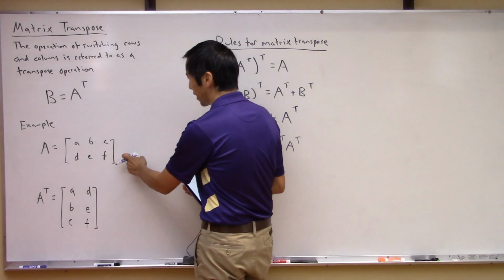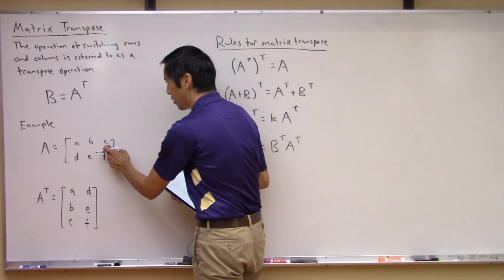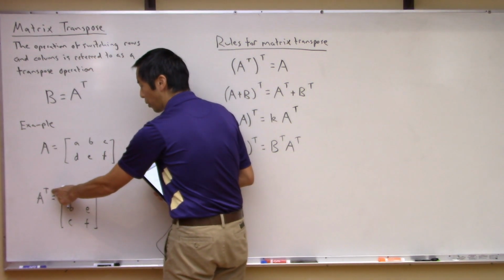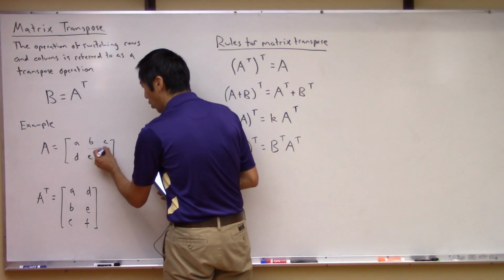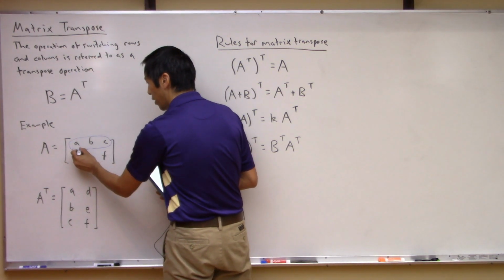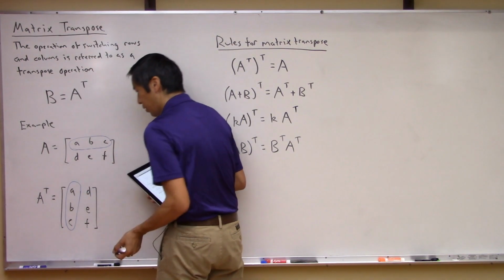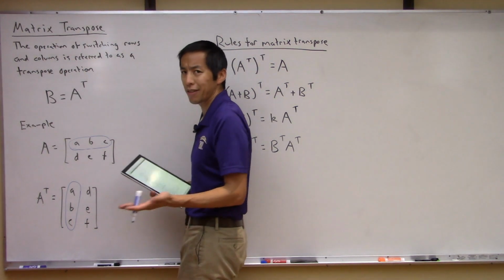Again, let's look at a concrete example. Let's say you've got a 2 by 3 matrix that looks like this: A, B, C, D, E, F. Now if I want to take its transpose, I like to think of it as just grabbing this first row. This first row now becomes the first column. And similarly, the second row becomes the second column. So it's really that simple.